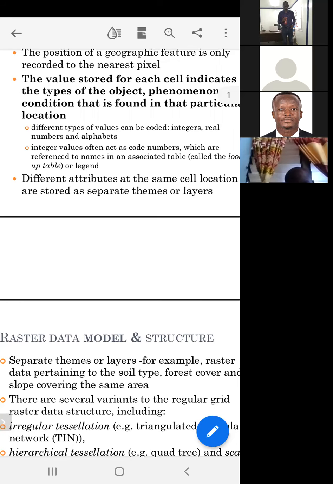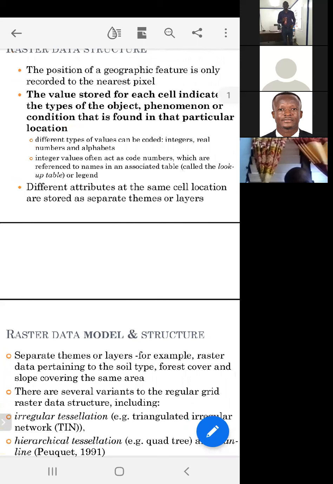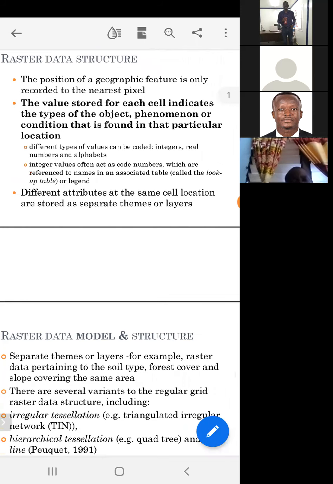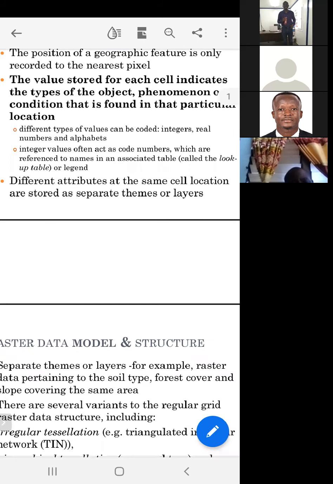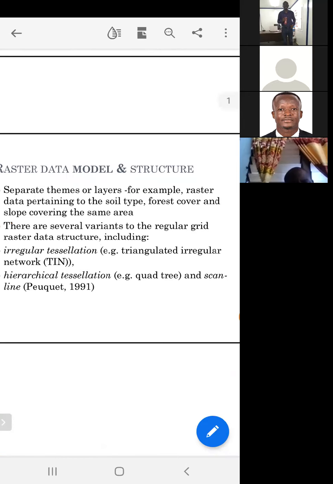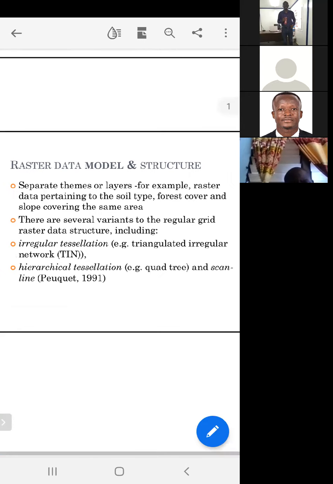So this statement here is just a repetition of something that we've already heard before. Okay, let's see more about the raster data model. It says separate themes or layers. For example, raster data pertaining to the soil type, forest cover, and slope covering the same area. So that's what we are actually talking about. These are examples. Are you okay?